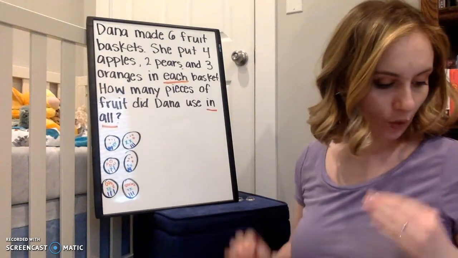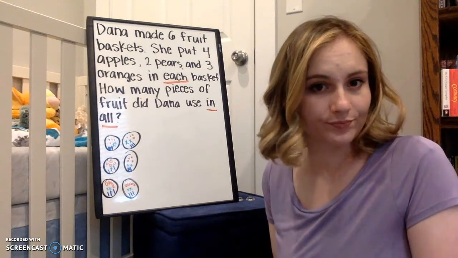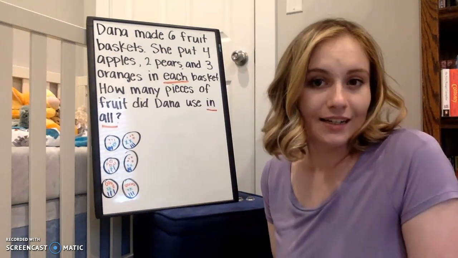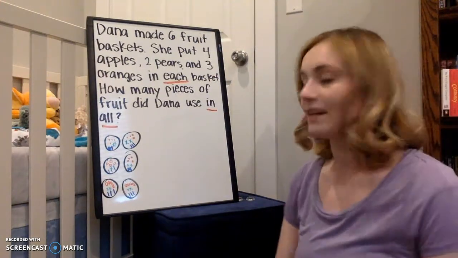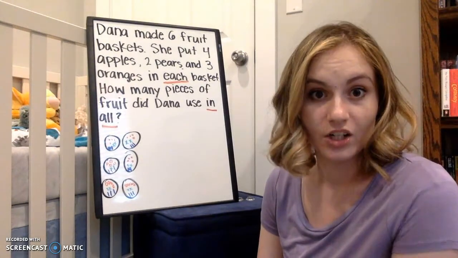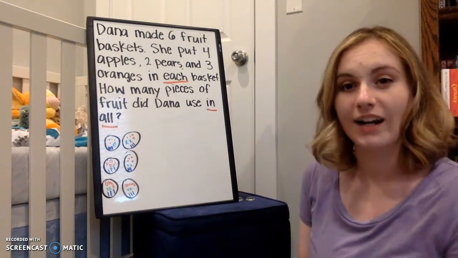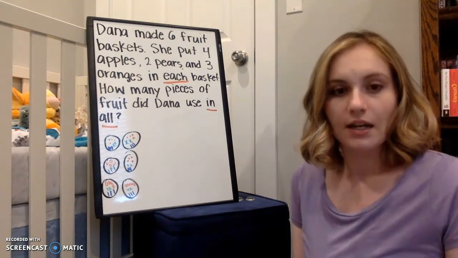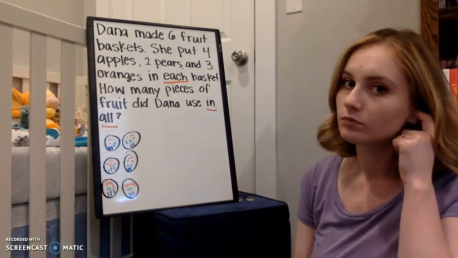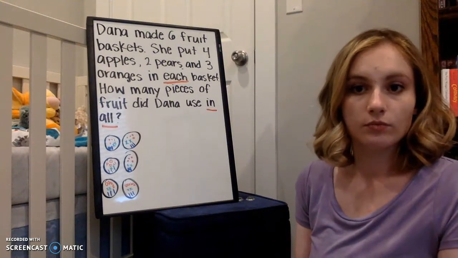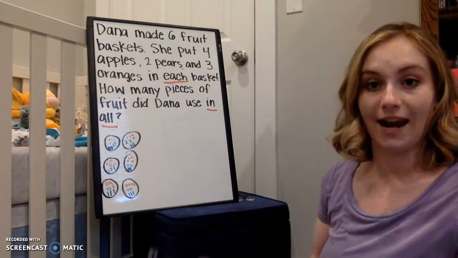Now I have to figure out what is that first question it's asking me. I gave you a little bit of time to think. I'm thinking it's asking how many pieces of fruit are in each basket? Just each, not all of them together. How many are in one basket? To do that, what am I doing with what's in my basket? I'm adding. Yeah, I'm going to add up the four apples, the two pears, and the three oranges.